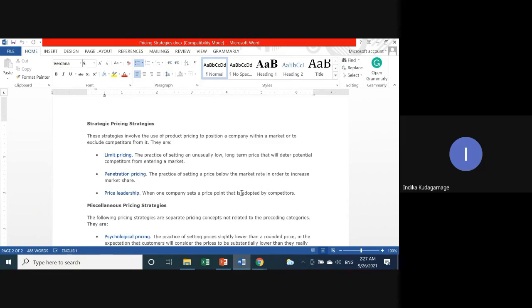Penetration pricing, the practice of setting price below the market rate in order to increase the market share. Like I just told you, whenever you open a new branch, you give a high rate on this. This is relating to lending. What I'm going to tell you is relating to deposit. If the market is going at 8%, you give 9% to attract deposits to our bank. Similarly, if the market is offering 10% for loans, give at 9% for a shorter period of time.